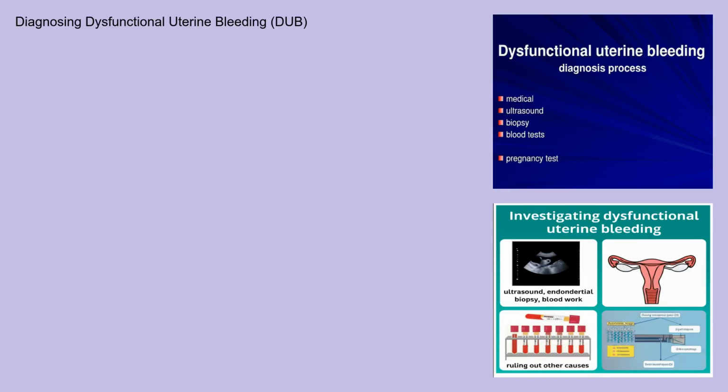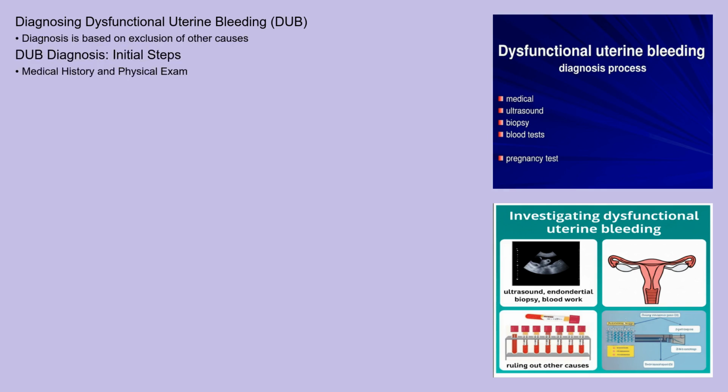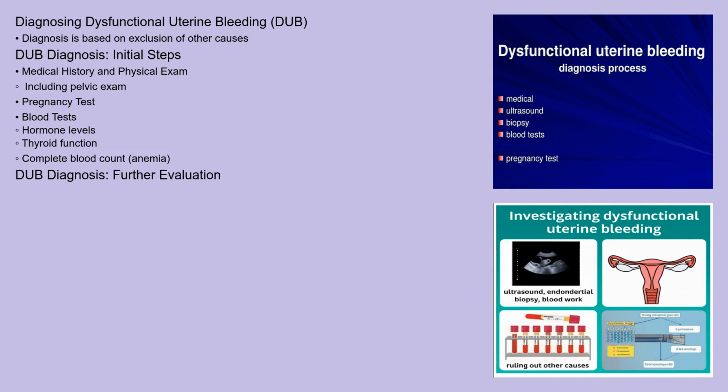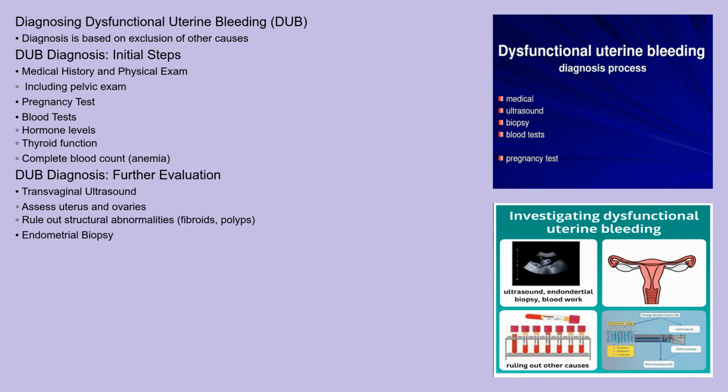Diagnosing DUB involves a thorough process of exclusion. Your doctor will begin with a detailed medical history and physical exam, including a pelvic exam. Pregnancy tests, blood tests to check hormone levels, thyroid function, and complete blood count to check for anemia are typically performed. Imaging studies like transvaginal ultrasound may be used to assess the uterus and ovaries and rule out structural abnormalities like fibroids or polyps. An endometrial biopsy, where a small sample of the uterine lining is taken, may be recommended to rule out hyperplasia or cancer, especially in women over 35 or those with risk factors.